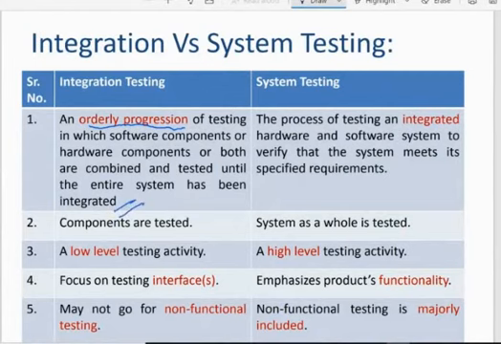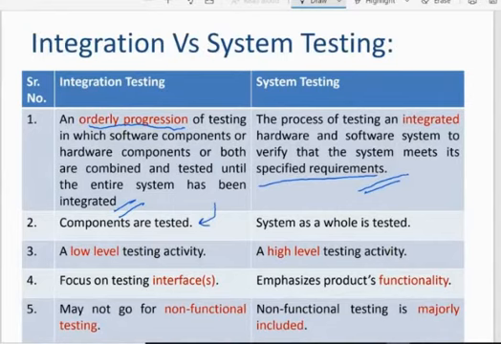Right. One by one, we kept on adding. We looked into the interfaces. In system testing, the process of testing an integrated hardware and software system to verify that the system meets its specified requirements. Right. Once again, I am going to look into those ISRS documents now.